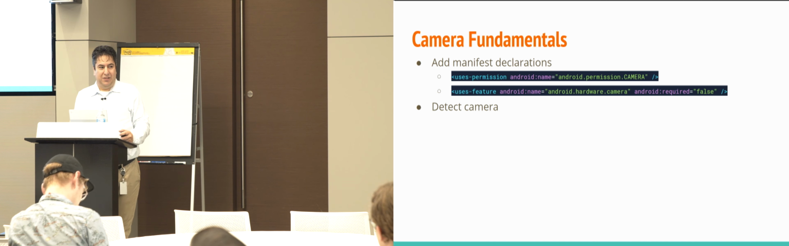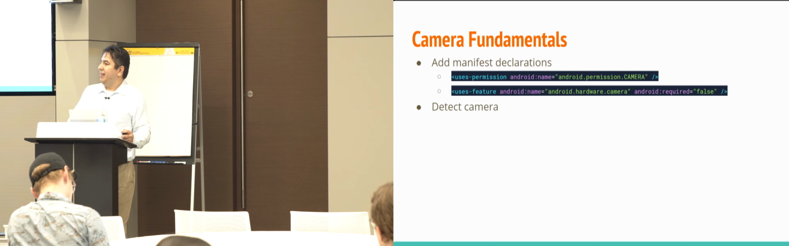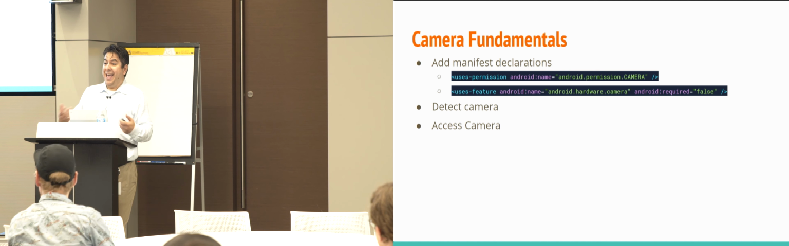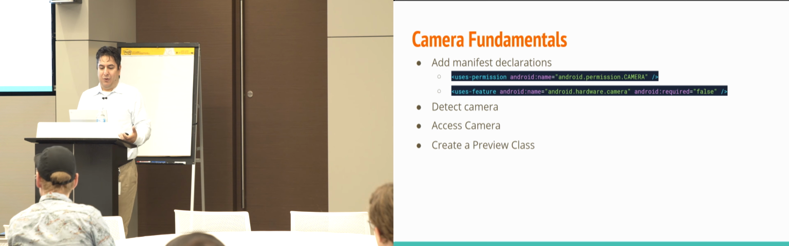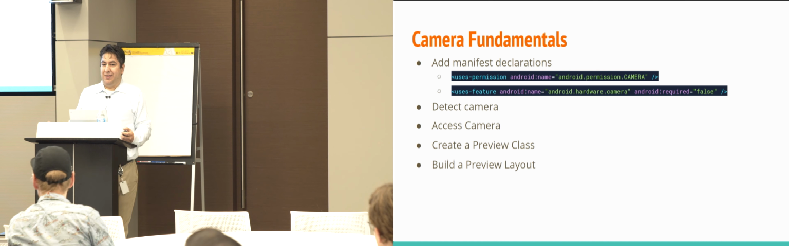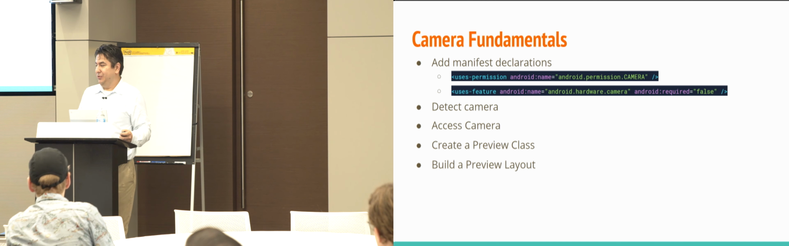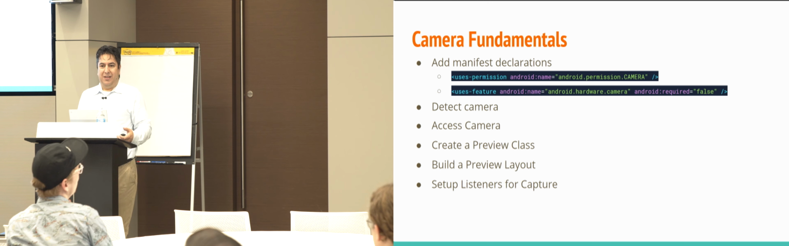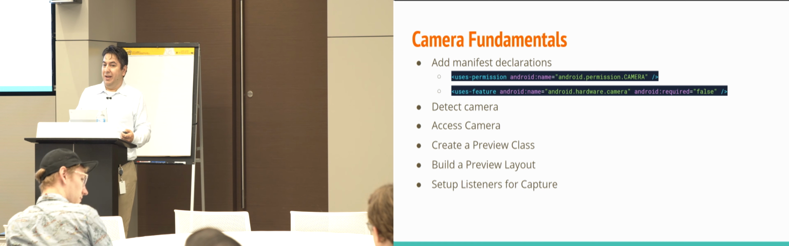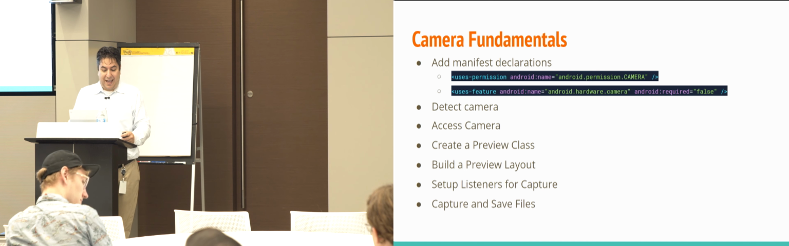Then in your code, you'll need to detect which cameras are available. Then, of course, go and access the available camera. You'll create a preview class to hold the information that you're going to show the user while you build that preview layout to actually display it to said user. You'll set up listeners for capture so that you can then store that when it comes back, when the user taps on the screen or executes that, capture and save those files. And then when you're done, you'll release the camera.